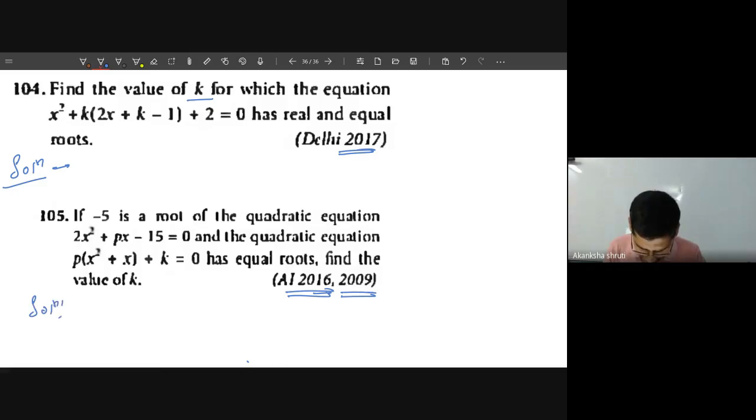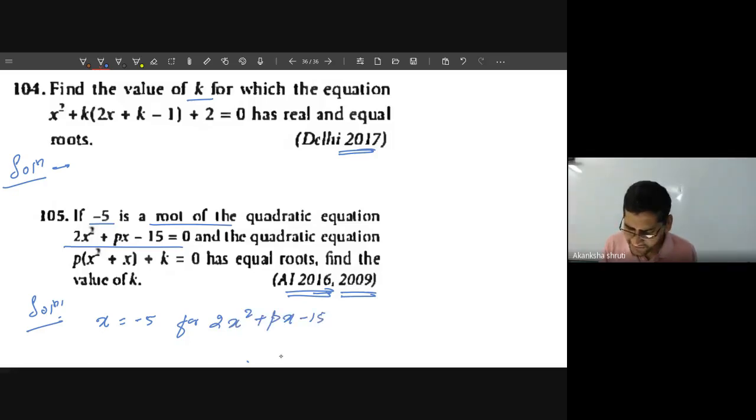This question number -5 is a root of the quadratic equation. This one means x is equals to -5 can satisfy this quadratic equation. This is for 2x square plus px minus 15 is equals to 0. इसका ये मीनिंग है.